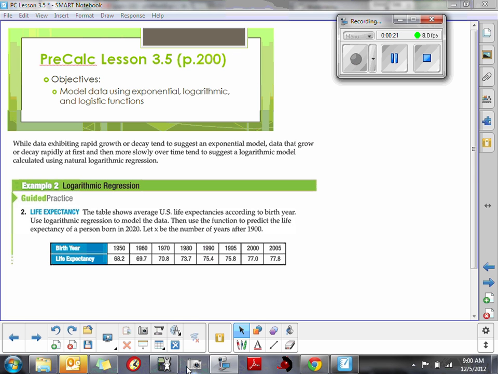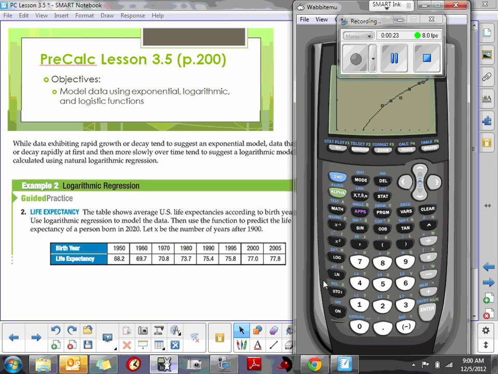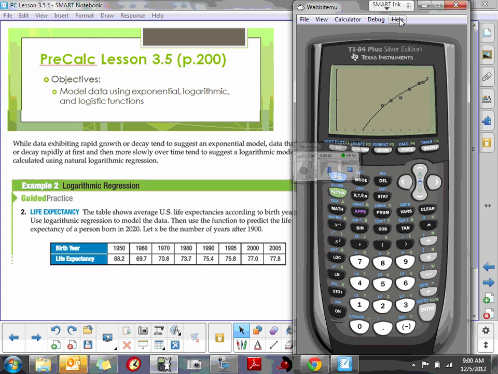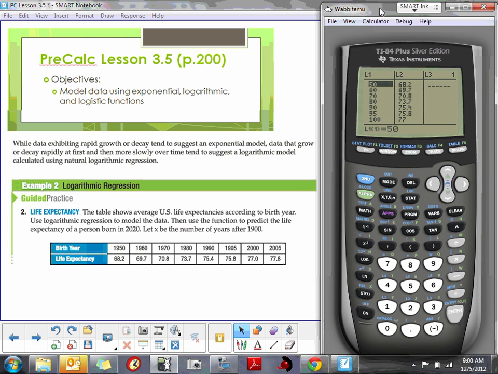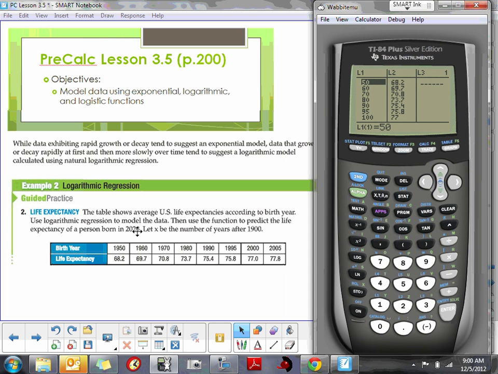So the very first thing we have to do is make sure that we put this data into our calculator correctly. So that is going into your stat and editing the list. One of the things we have to make sure we do is read these directions carefully, and they say what X represents. We're going to let X represent the number of years after 1900. So 1950 will be 50 years after 1900. Our first value is going to be 50, and then 60 years all the way up to, by the time we get to 2005, 105 years later.